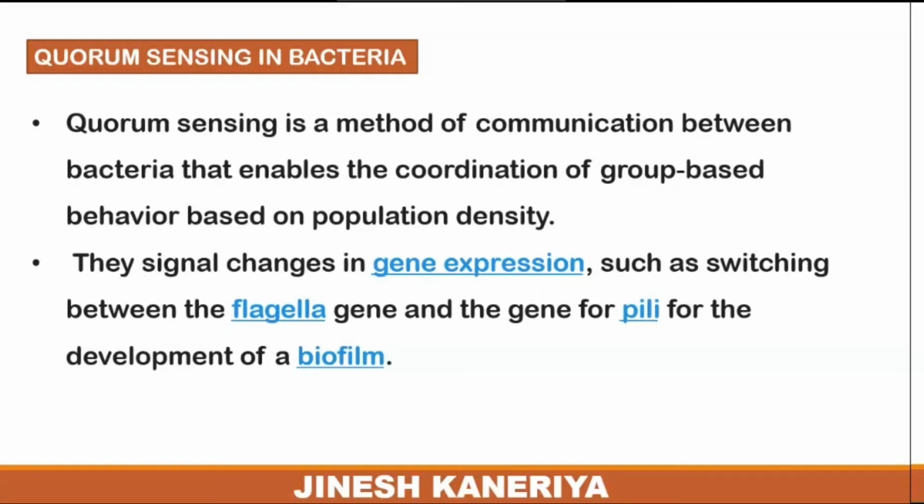So basically, quorum sensing is a communication method between bacteria, how bacteria communicate with each other. In this method, bacteria communicate with each other, and then there is a change in behavior or in population density. The quorum sensing method coordinates and passes messages between bacteria about their behavior and the population.